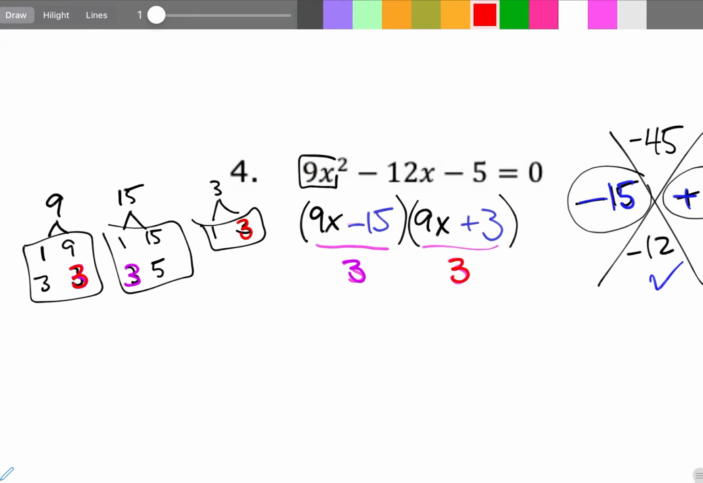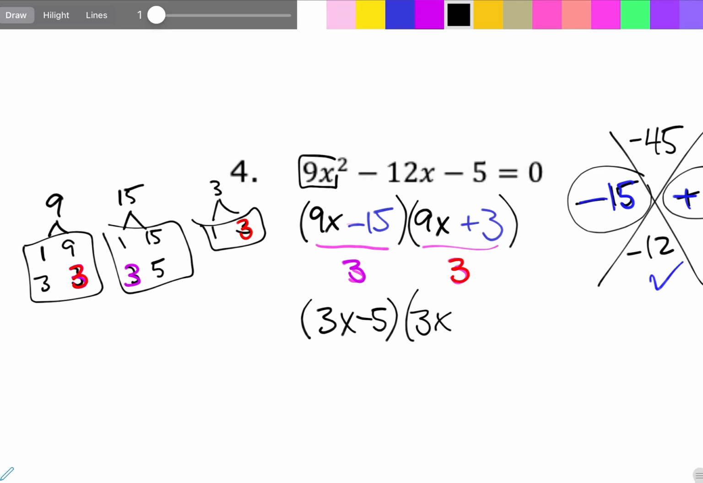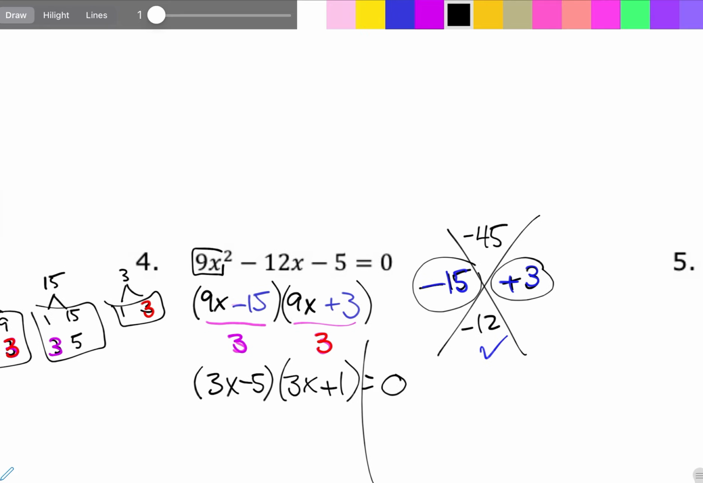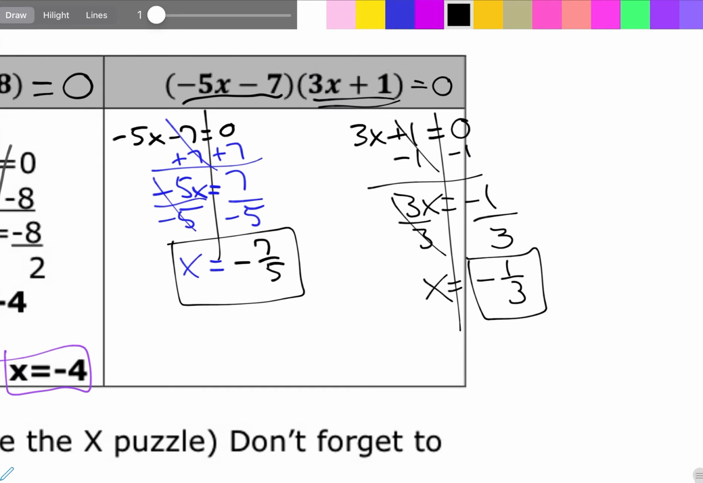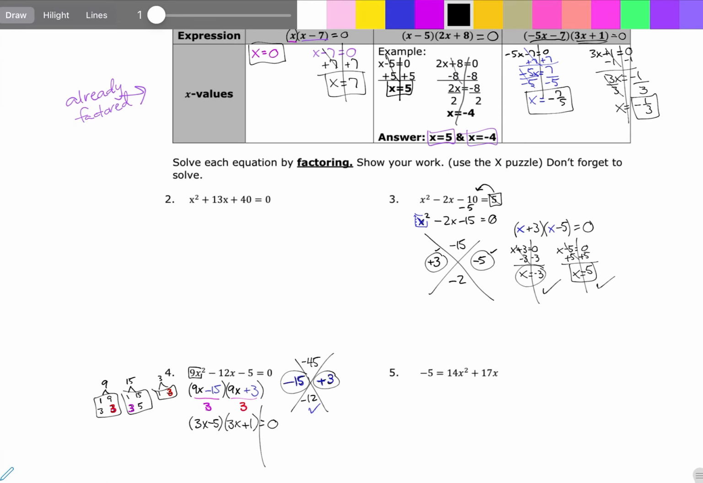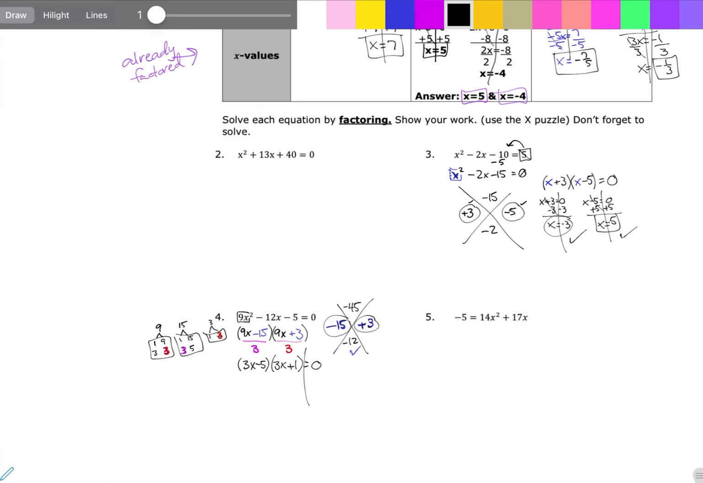So the new problem becomes 3x minus 5, 3x plus 1. And then we set those equal to 0, and you solve that the same way that we solved this example right here in the first part of the video. Easy money.